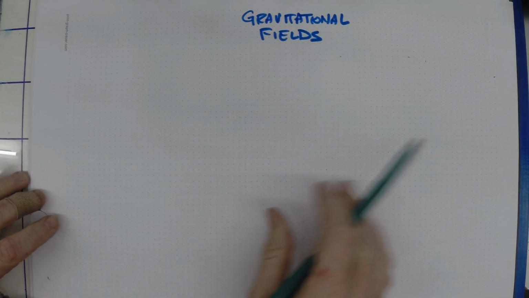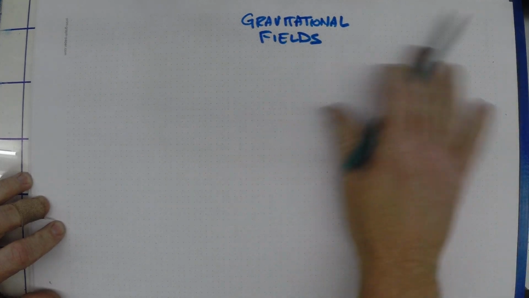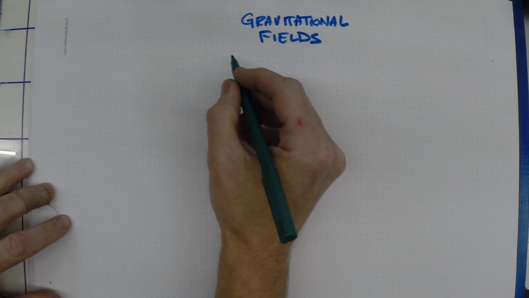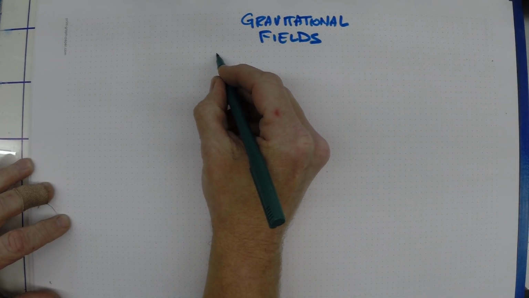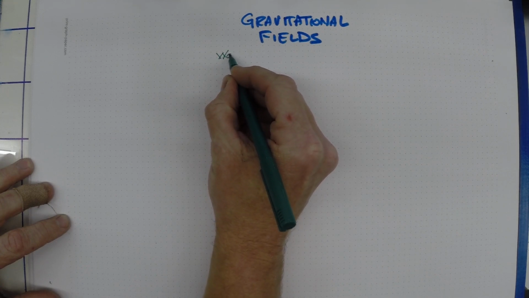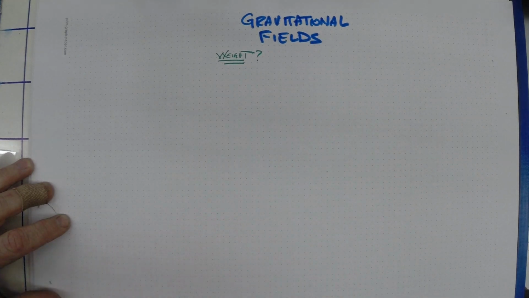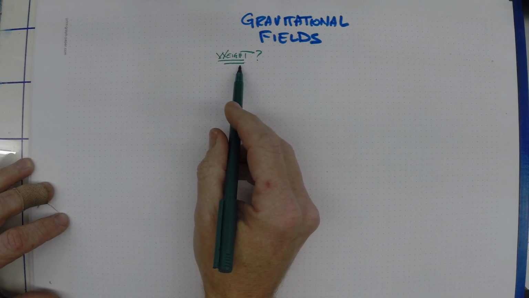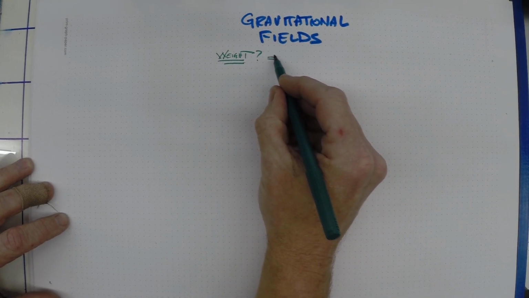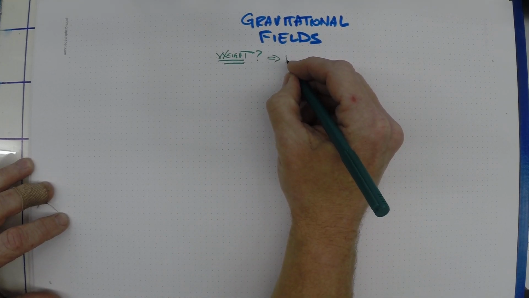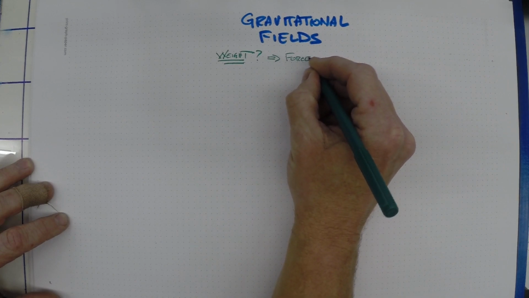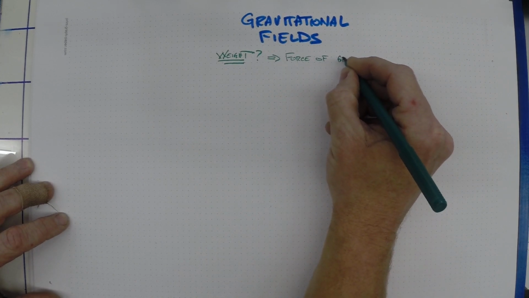So we're going to discuss gravitational fields, and as a lead into that, let's see if we can remember, what is our weight? Any object's weight, ours, whatever. What is the weight of an object? Well, the weight of an object, if you don't know it already, is the force of gravity on an object.